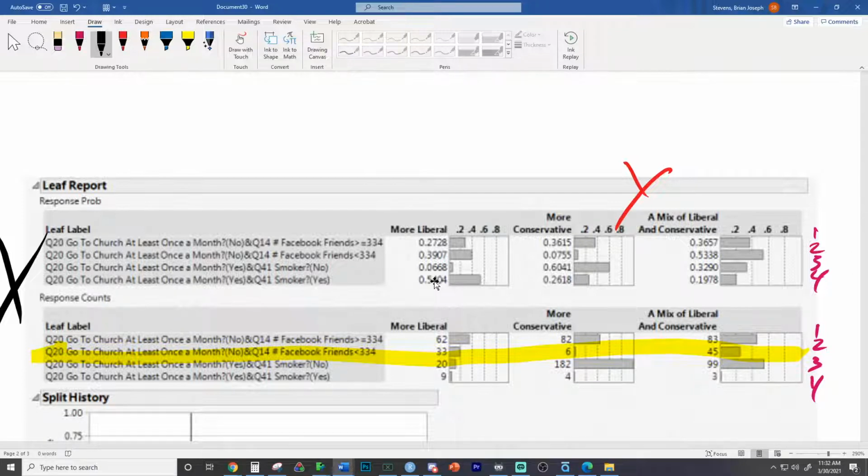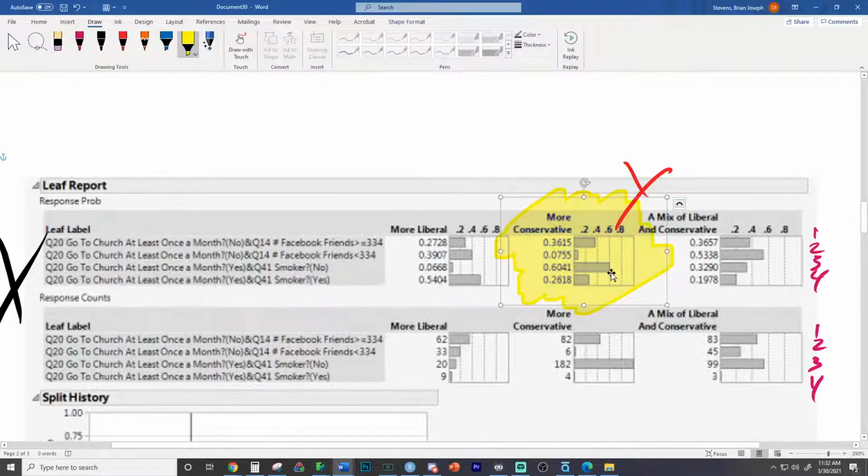So we want to look here. Let's remove the highlighting for the moment. We want to look here at the leaves and figure out which one is most likely to be conservative. Leaf 3, exactly right. So with leaf 3 being the most likely to be conservative, they have the highest probability.